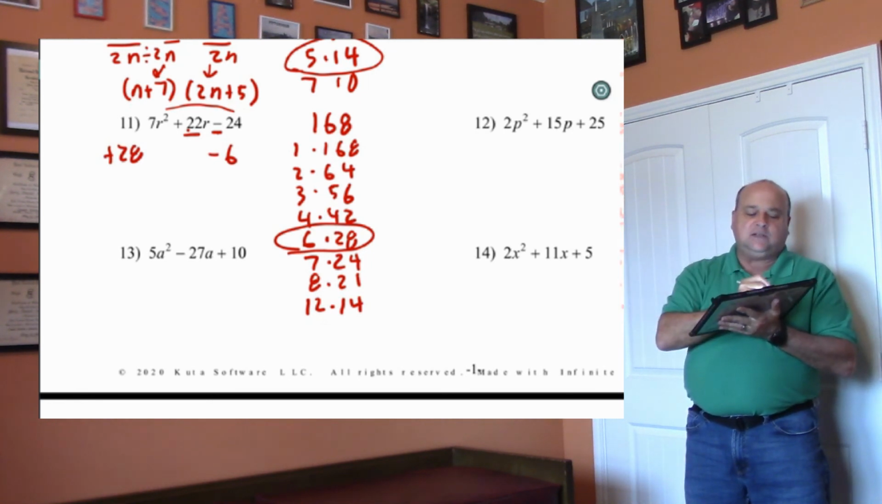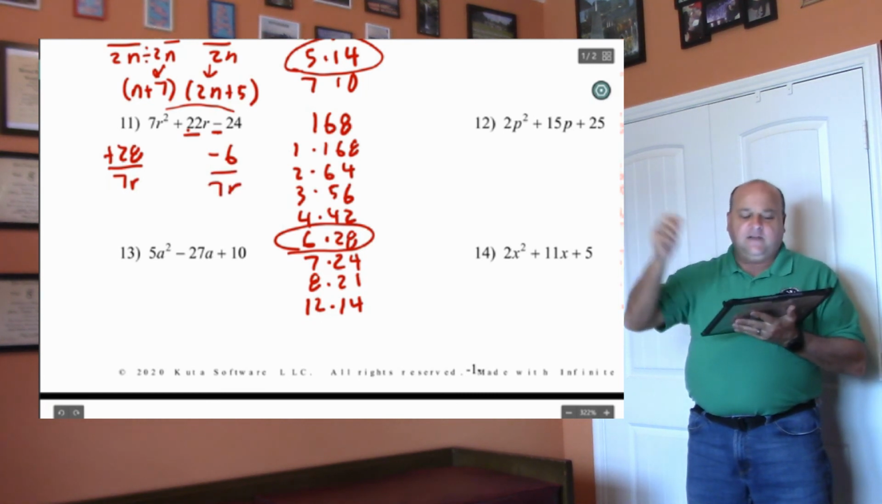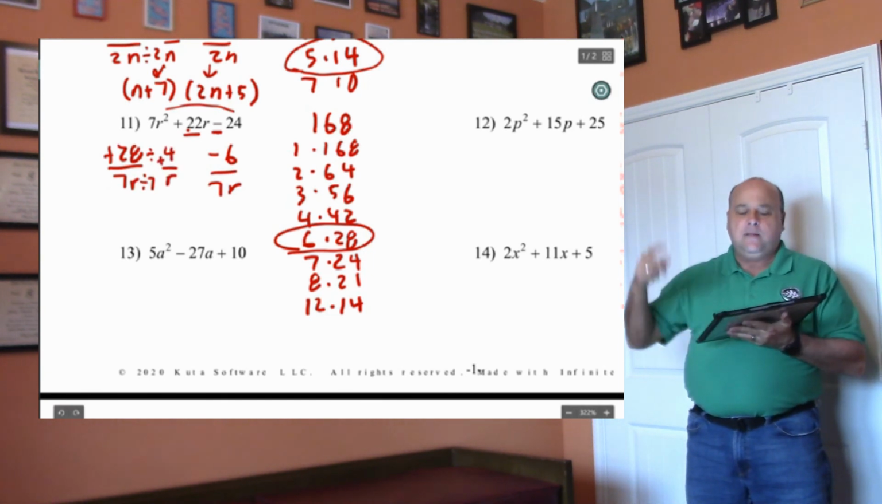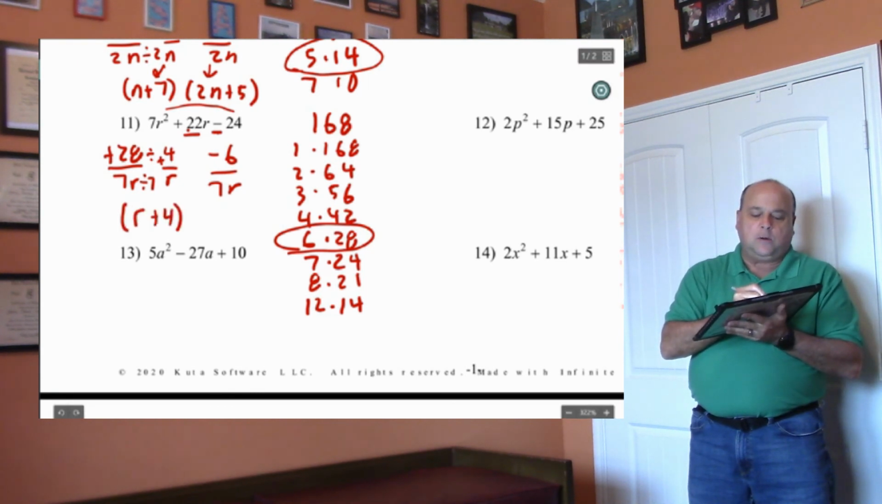The opposite of multiply is divide, so I'm going to divide by 7r. Okay, does any of them simplify? The one on the left simplifies. I'm going to get 4 over r plus 4 over r, right? This right here turns into parentheses. So my parentheses will be r plus 4 and 7r minus 6.